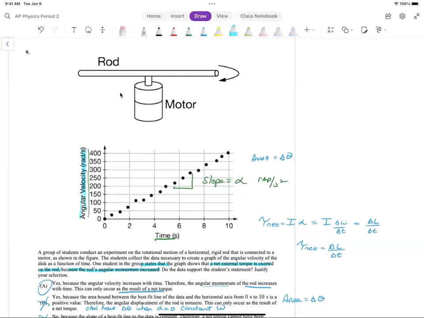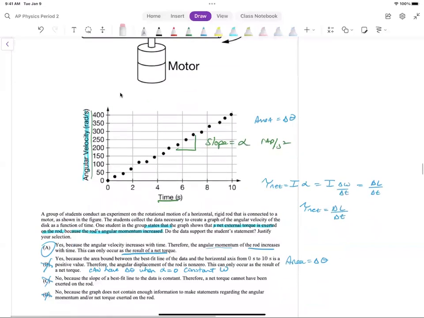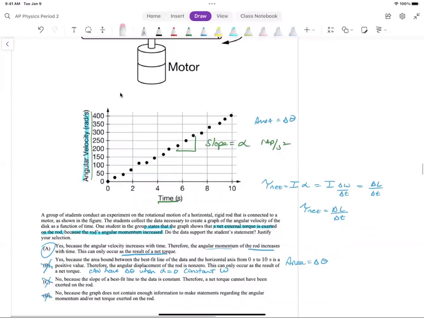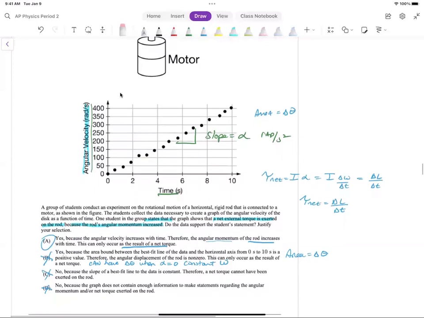Well, if you see that you have a slope of some positive number, in order for me to have acceleration, I have to have a net torque. And I'm just looking at all the relationships here. So yes, because the angular velocity increases with time, the angular momentum of the rod increases with time, which it does. It can only happen if I have a net torque.